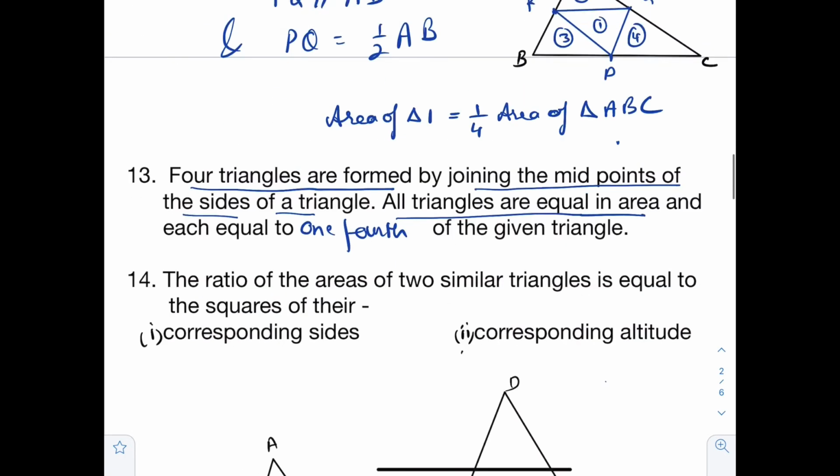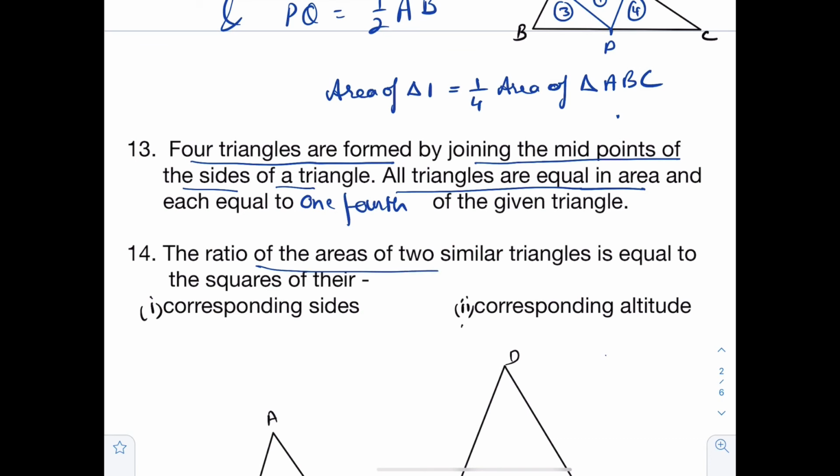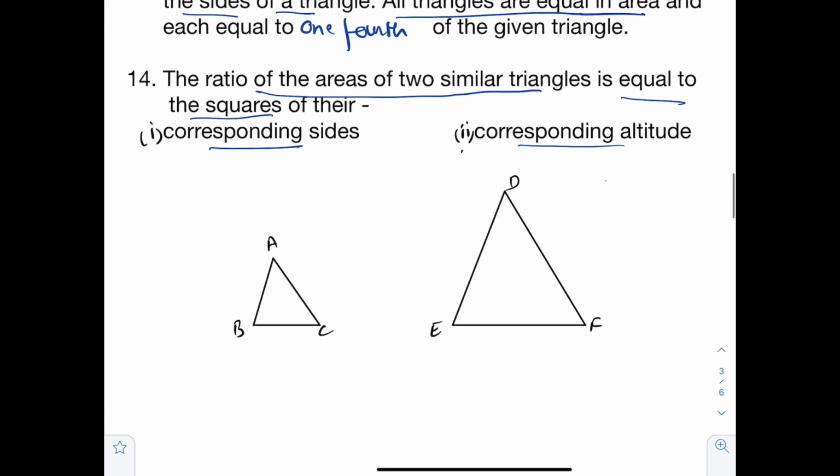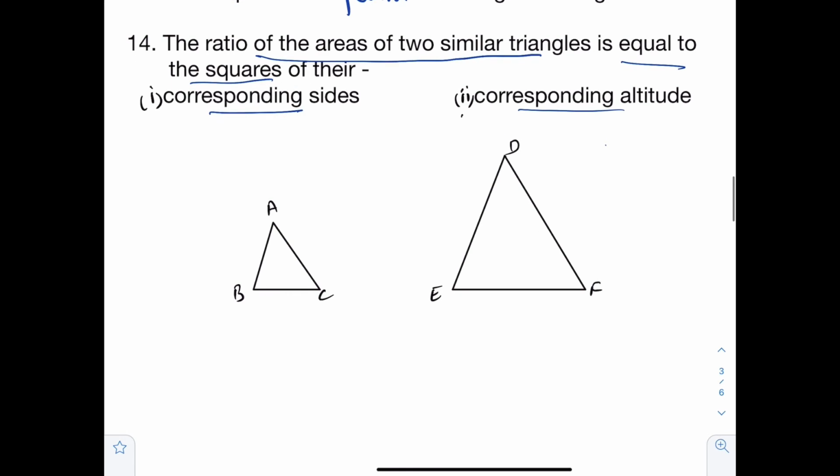Now 14th. The ratio of the areas of two similar triangles is equal to the squares of their corresponding sides and corresponding altitudes. What are similar triangles? Those whose shape is the same but they can be different in size. Like here, ABC and DEF are two similar triangles.